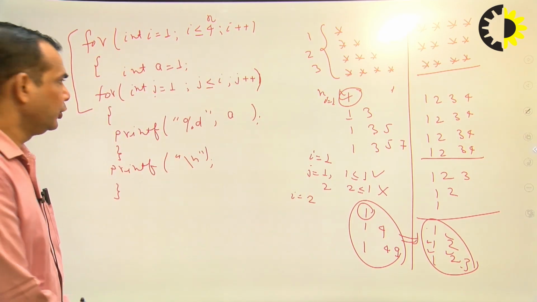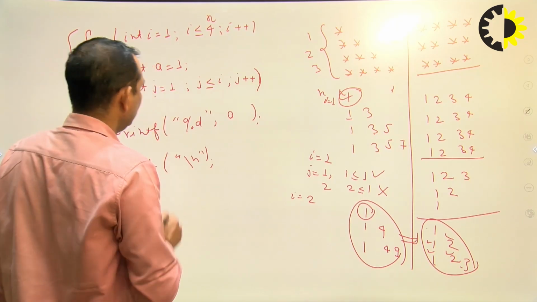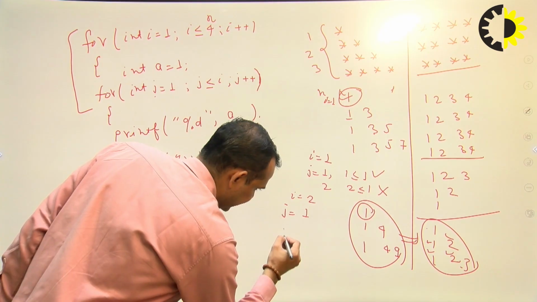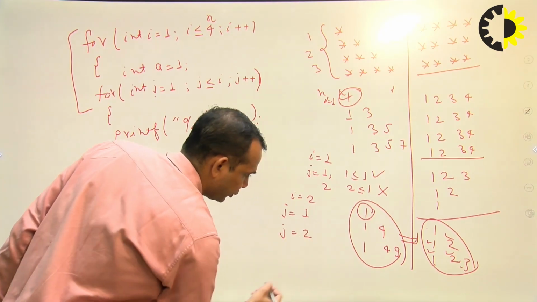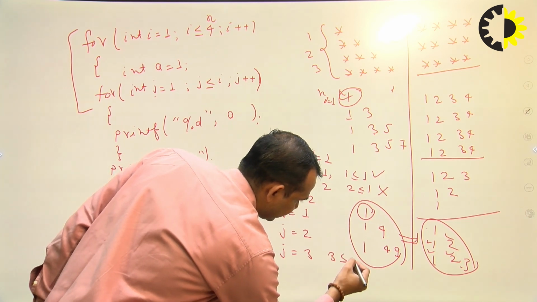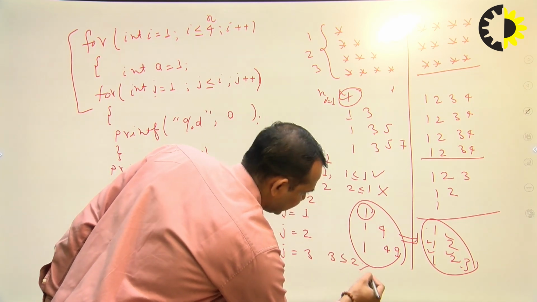Now I equal to 2. Again a equal to 1. So, how many times will j be executed? j equal to 1 and j equal to 2. When j equal to 3, the condition is false, 3 is less than or equal to 2. It will not execute.